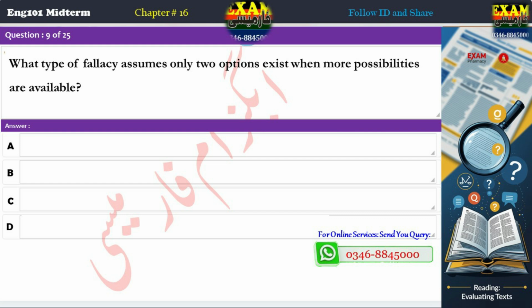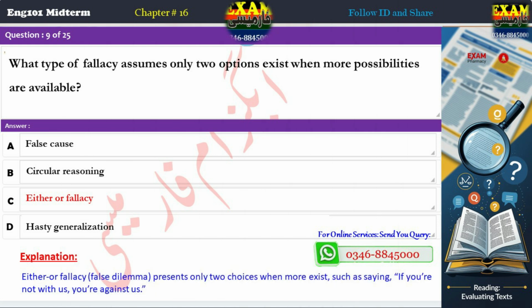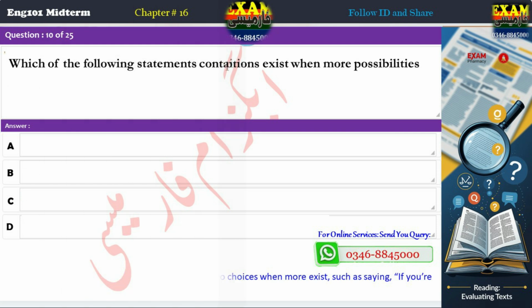Question 9. What type of fallacy assumes only two options exist when more possibilities are available? A. False cause. B. Circular reasoning. C. Either-or fallacy. D. Hasty generalization. Correct answer: C. Either-or fallacy. Explanation: Either-or fallacy, or false dilemma, presents only two choices when more exist, such as saying, "If you're not with us, you're against us."